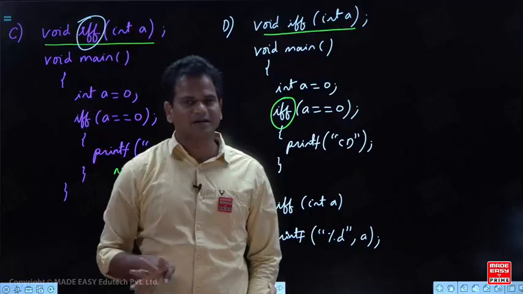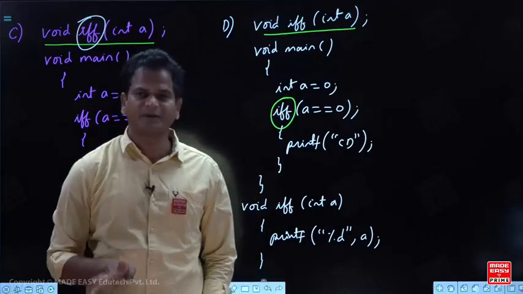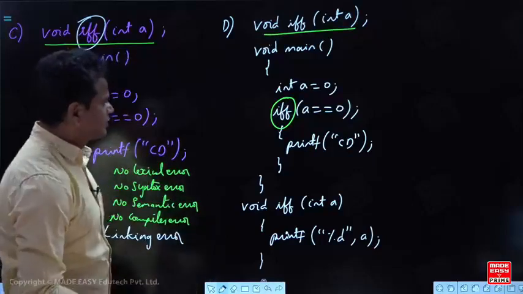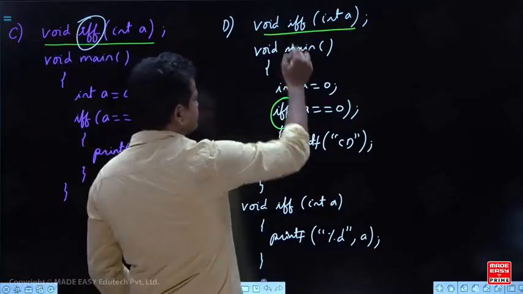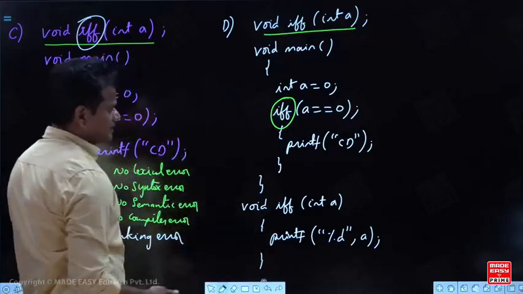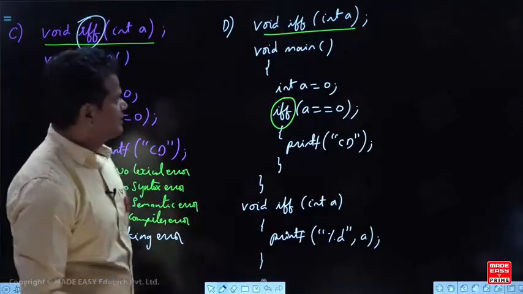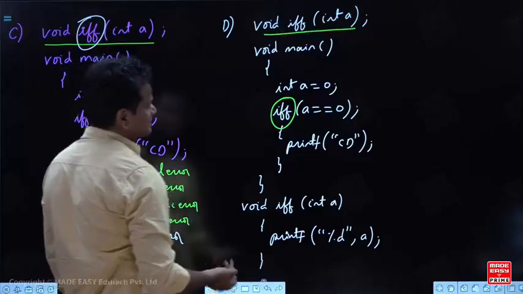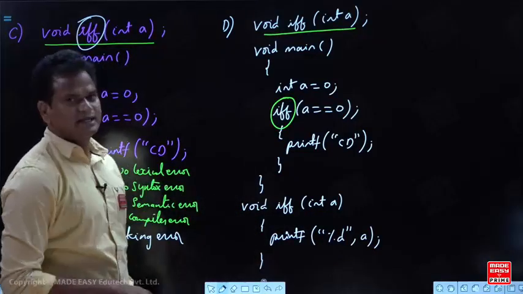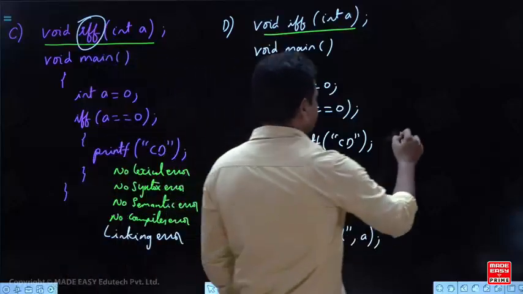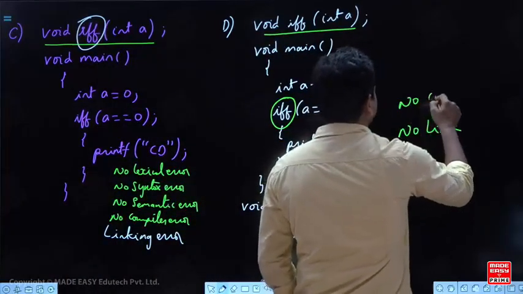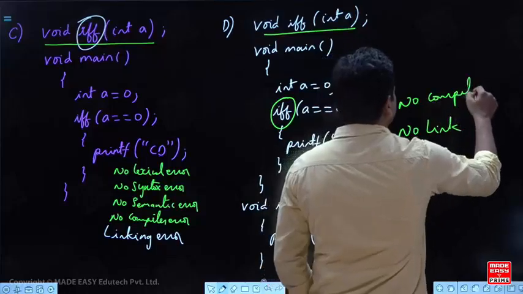Completely it all depends on the language. But in general, in the C language, the old language I am talking about, whenever you are calling a function, it must be declared. Yes, it is declared, so no semantic error, no compile error. Coming to the linking phase, whenever a user defined function is there, it must be defined. Yes, it is also defined. So no linking error and no compiler error.